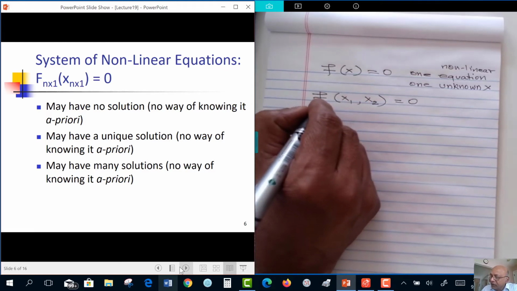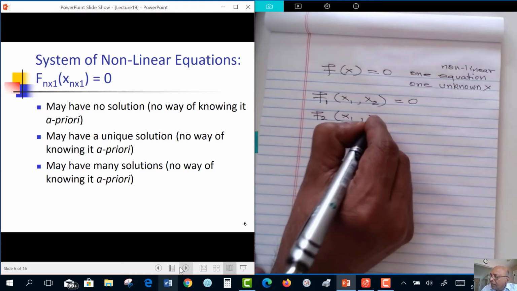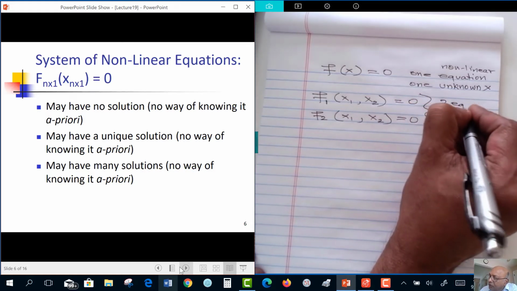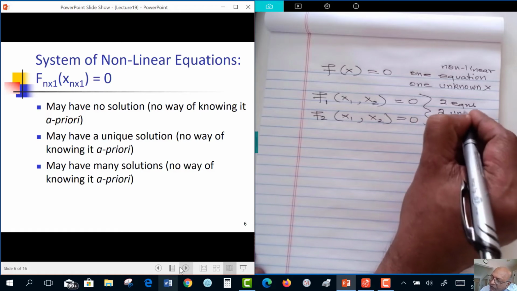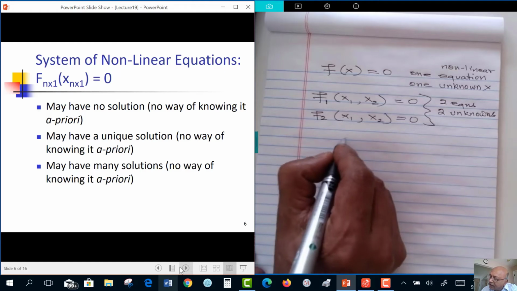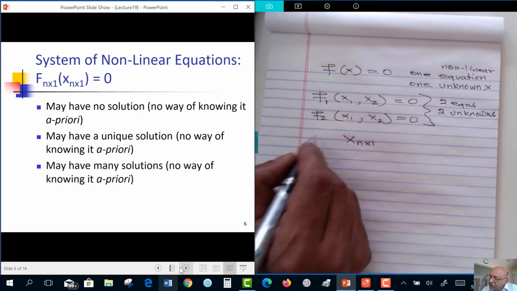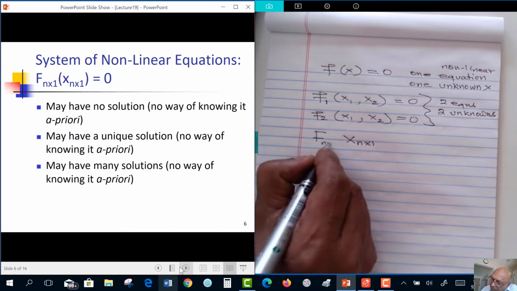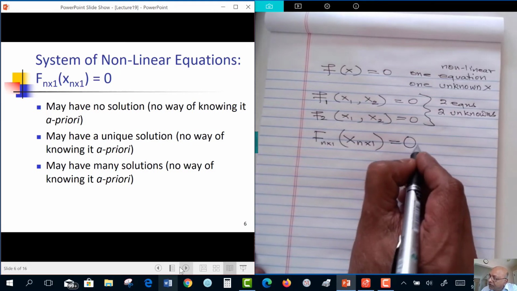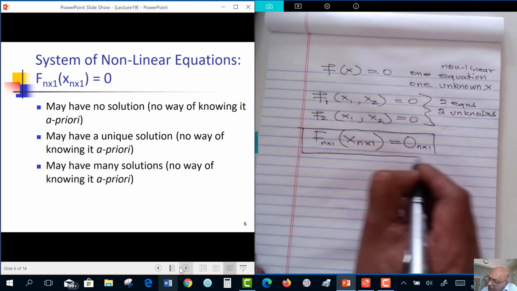Obviously we need two equations. So this is our first function. This is our second function. Now we have two equations and two unknowns. Our unknowns are x1 and x2. You can see I can write x as a vector, and I can express the functions as a vector. And I will have a bunch of zeros as a vector. So this is my system of nonlinear equations.